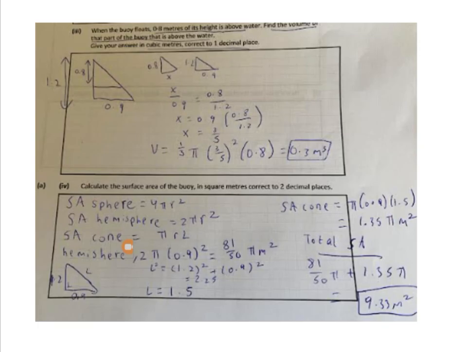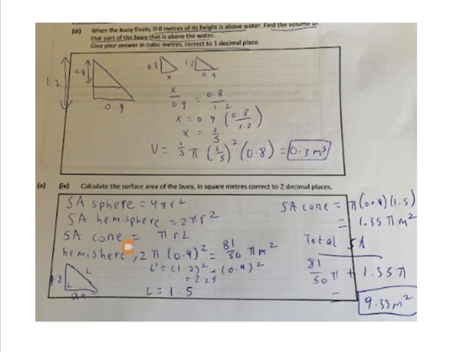Part 4 then wants us to calculate the surface area of the buoy in square meters, correct to 2 decimal places. So going back to page 10 of the log tables, we can see the surface area of a sphere is 4 pi r squared. So the surface area of the hemisphere is half that, so 2 pi r squared. Then we also see from the same page that the surface area of the cone is equal to pi r l.